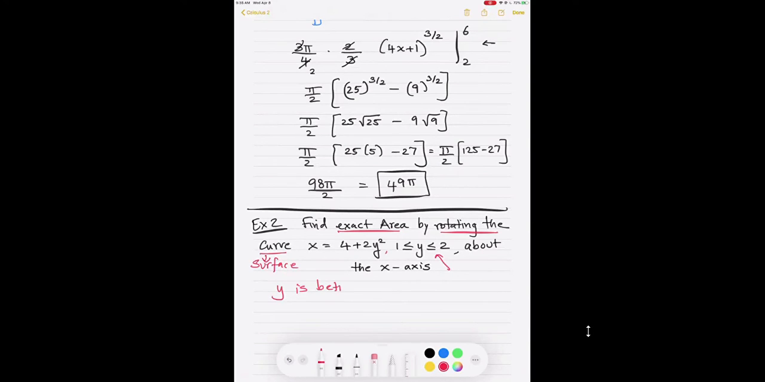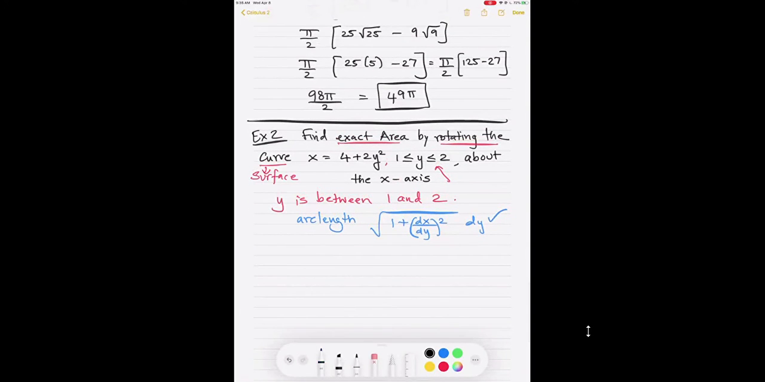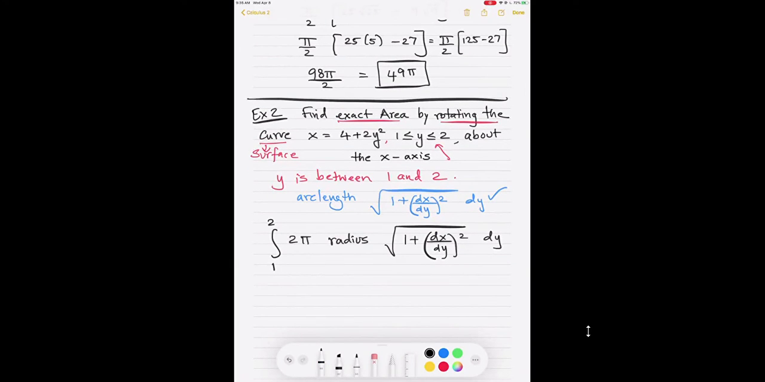So here, I'm just going to point out that y is between 1 and 2. What does that do for us? And we are going to say, okay, so the arc length, I'm going to use this version. And so if I set up the integral, I'm going to say this is going to be 1 to 2 of 2 pi, radius, and the arc length. And now a question for you. Yeah, go on. The radius would be x in this case?